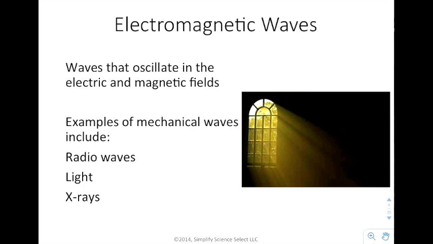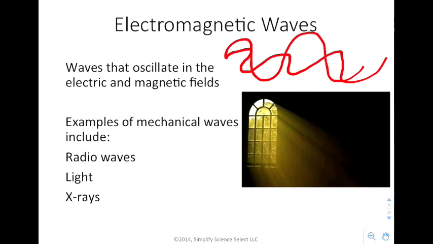Electric waves are kind of interesting because they oscillate up and down, but they also oscillate in the third dimension, side to side. It's kind of hard to draw the third dimension, but you have one dimension, two dimensions, and then they're moving along this axis here. So you have oscillations in two different dimensions, the electric and magnetic fields. Now a couple of examples of, not mechanical, but electromagnetic waves include radio waves, light waves, and X-rays.